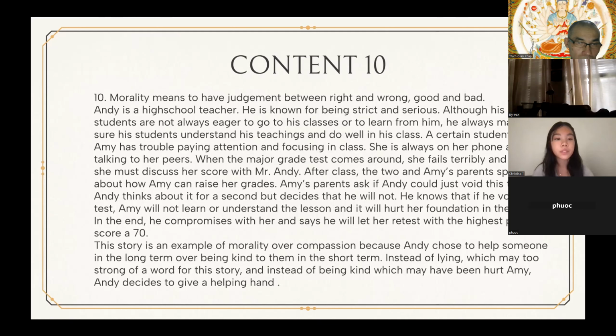This story is an example of morality over compassion because Andy chose to help someone in the long term over being kind to them in the short term. Instead of lying, which may be too strong of a word for this story, and instead of being kind, which may have hurt Amy, Andy decides to give a helping hand.